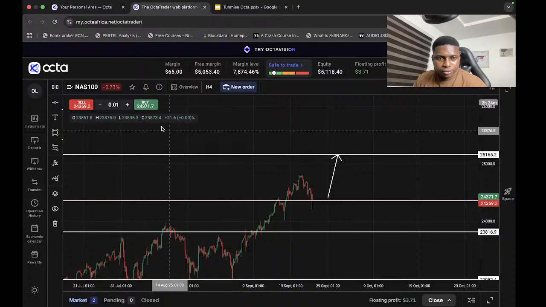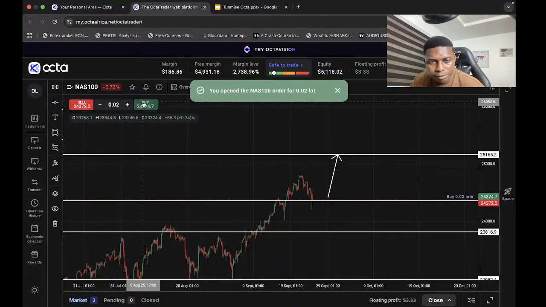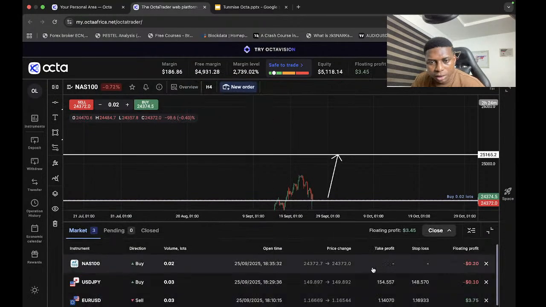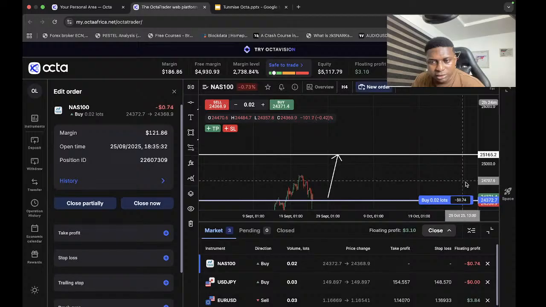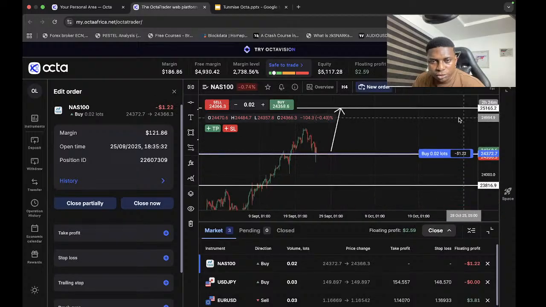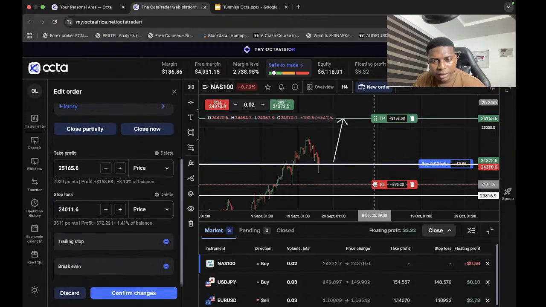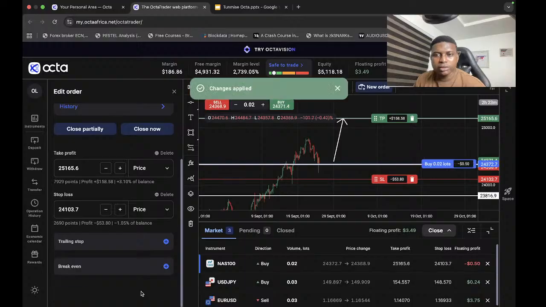So for NASD, I'm going to buy. After which, I would set take profit and stop loss zone. So my take profits would be up here. All right. Then my stop loss will be right here. Yeah. So this is where my stop loss is going to be. And confirm the trade.